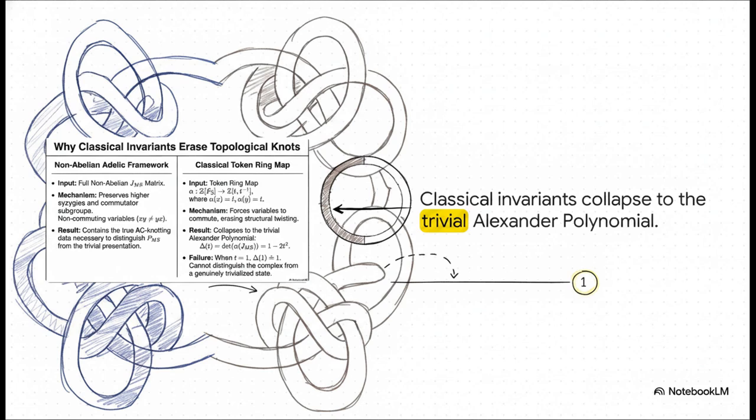When we push a candidate counterexample, like the Miller-Schupp presentation, through the classical token ring map, the non-abelian data is utterly flattened. The result collapses to the Alexander polynomial you see right here. Delta of t equals 1 minus 2t squared. When evaluated at t equals 1, it just spits out a trivial 1. The classical invariant completely blinds us. It literally cannot distinguish a complex knot from a genuinely trivialized state.